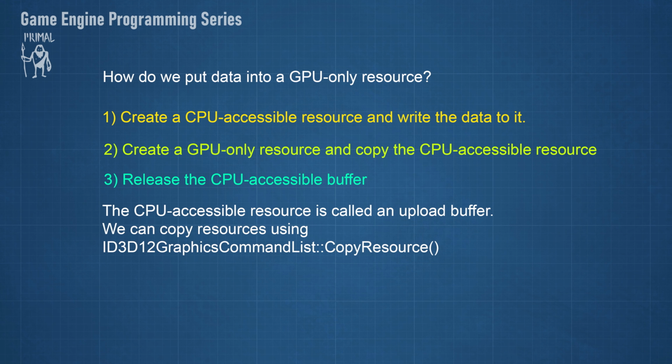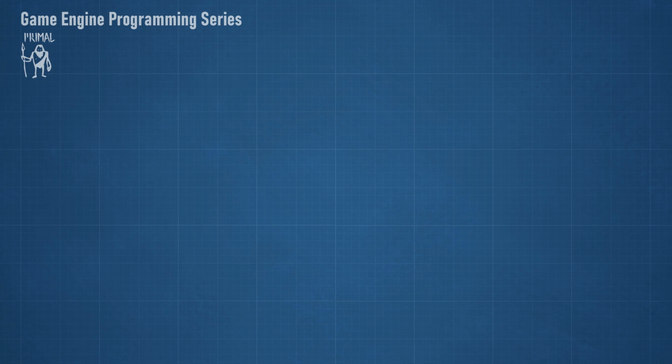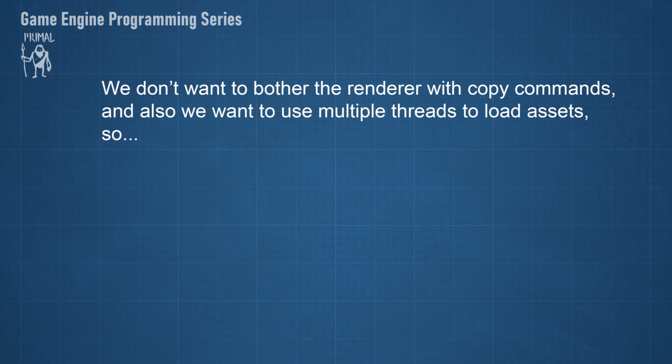As I mentioned, we have a command that does the copying, and we need to use a command list to record that command. Remember that commands are first recorded and then executed using a command queue. We already use a command queue to execute the graphics commands, but we don't want to bother our rendering pipeline with copy commands. I also want to be able to load the assets asynchronously, and that means that we are going to use multiple threads.